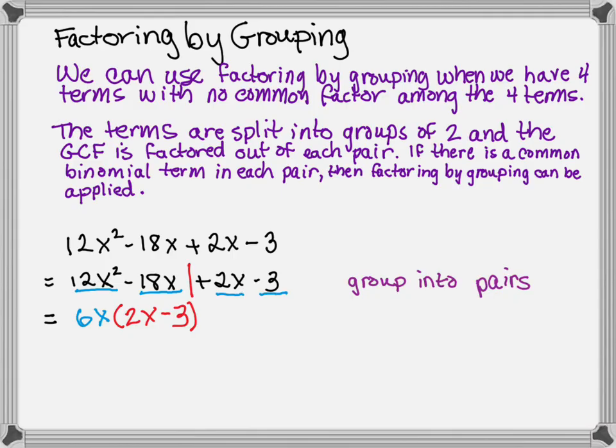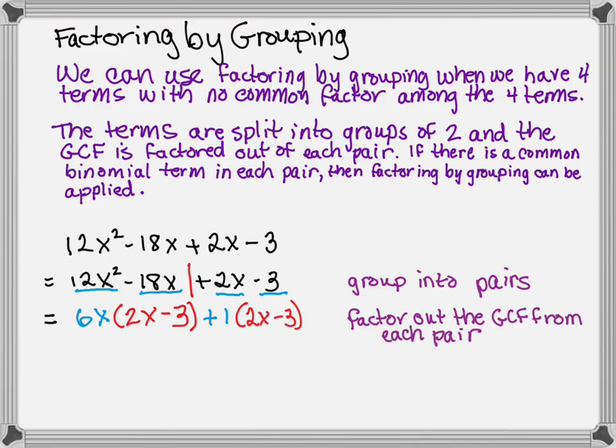So now let's look at the second pair, 2x minus 3. If I'm looking at those two terms, there is no obvious greatest common factor. And when that's true, remember 1 is a common factor of everything. So here my common factor is 1. And if I divide 2x by 1, I'm left with 2x. And if I divide negative 3 by 1, I still have negative 3. So factor out the greatest common factor from each pair.